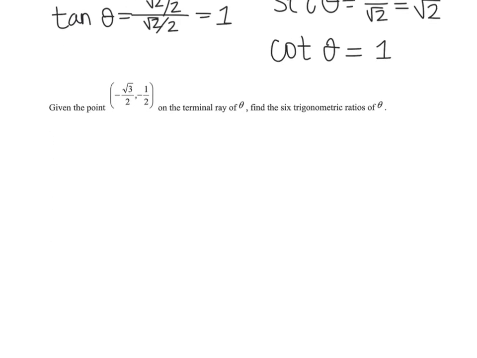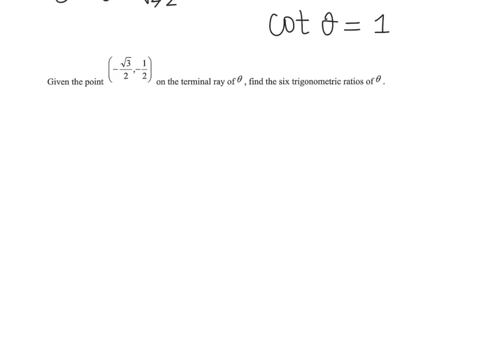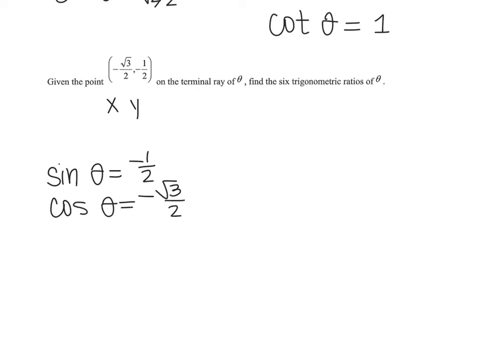So our second point is the point negative square root 3 over 2, negative 1/2. So again, labeling x and y so we can figure out sine and cosine. Sine of theta is going to be negative 1/2, and cosine of theta is going to be negative square root 3 over 2. Tangent of theta is going to be sine over cosine, so negative 1/2 divided by negative square root 3 over 2. And we want to simplify.